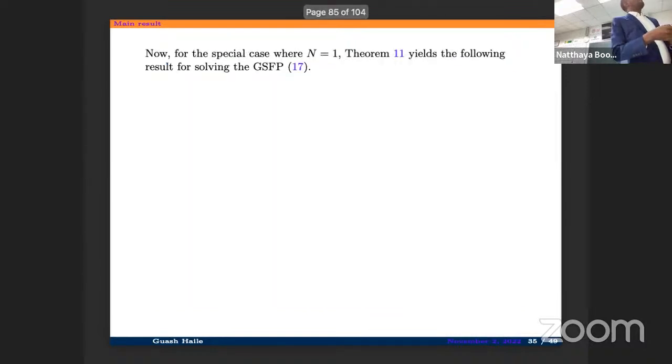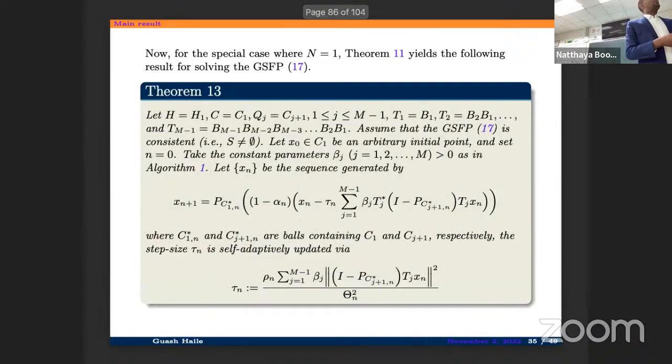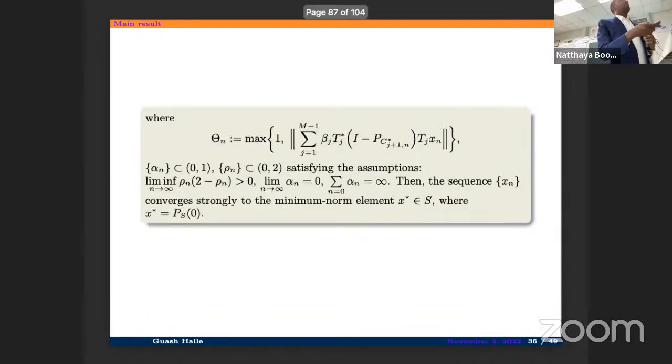And for n equal to 1, similarly, the problem reduces to problem 17, the general split feasibility problem. So again, we will have another new result that solves problem 19, which is given in this form. You can see here we don't have the summations, the convex combinations of the projections. We have only one. This is the only difference, where these are also closed balls, and this is the step size where theta_n is given here, the maximum of 1 and this term.